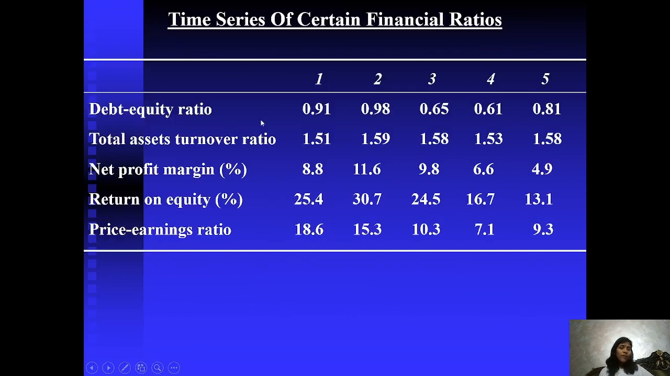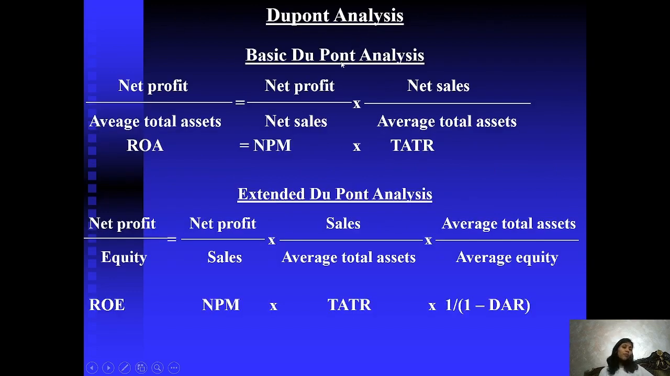In the time series again we have debt equity ratio, total assets, net profit. We are able to complete that. The next point is very important, DuPont analysis. What was the basic formula? Net profit by average total assets equals net profit by net sales, that is NPM, into net sales by average total assets. In the extended DuPont, ROE is NPM into sales by average total assets, that is TAR, and this is the formula.